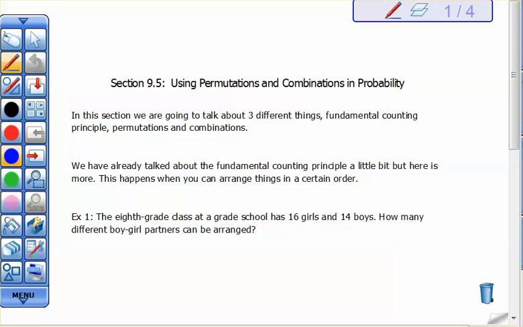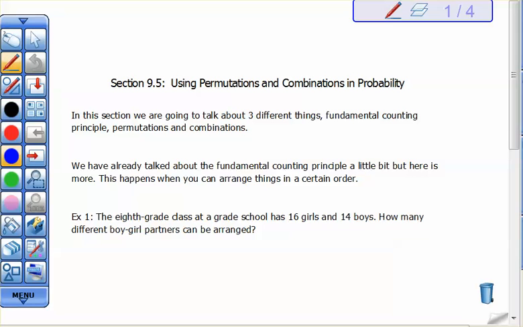Okay, in this section, we're going to talk about three different things: the fundamental counting principle, permutations, and then combinations. Now, we've already briefly mentioned the fundamental counting principle. That was where we lined out blanks and looked at the probability basically. Technically, the fundamental counting principle has to do with arrangements of items. And then your probability would be number of successes out of total possible.